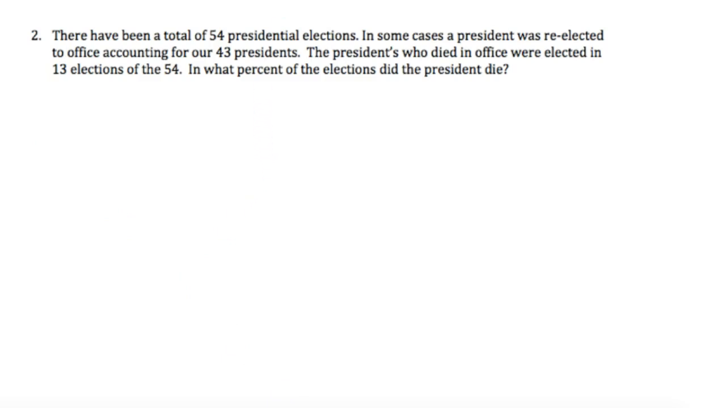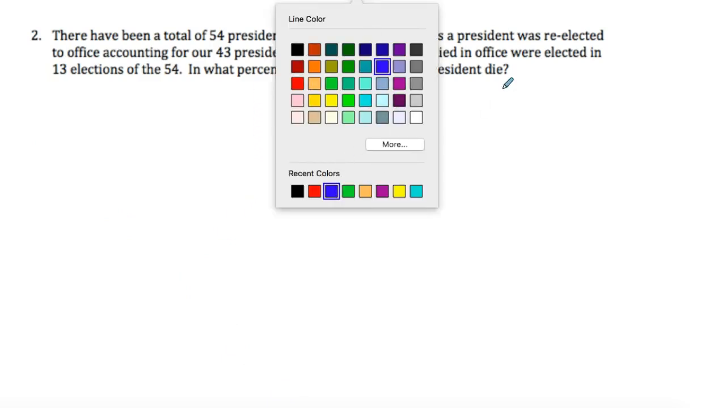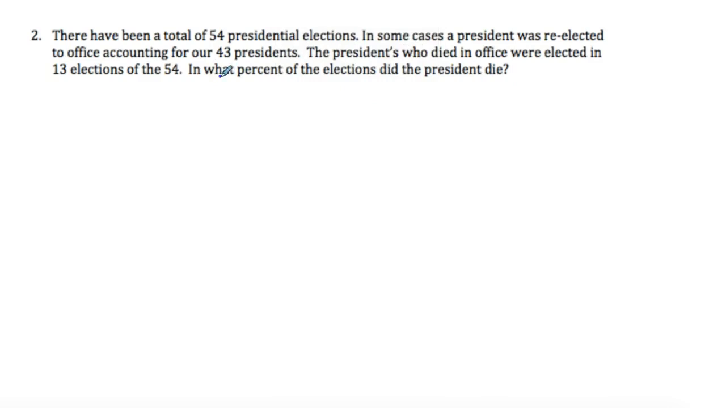So the first thing I'm looking for is, what is it asking me for? What's my question? In what percent, so again, I'm solving for percent, of elections did the president die? Ooh, that doesn't sound good. Well, let's see what we have going on. This part's always 100. Because it said what percent, I can put my x there. So I'm looking for the total number here and then the number where they died.